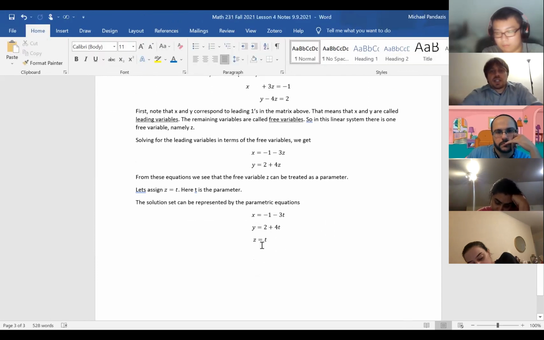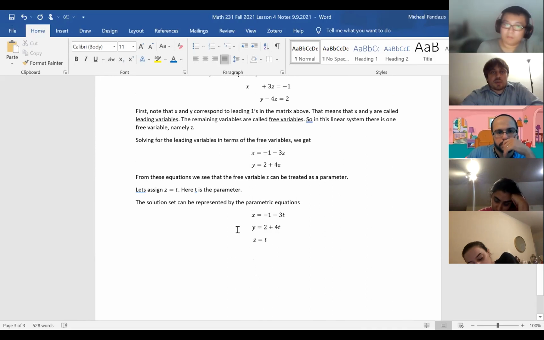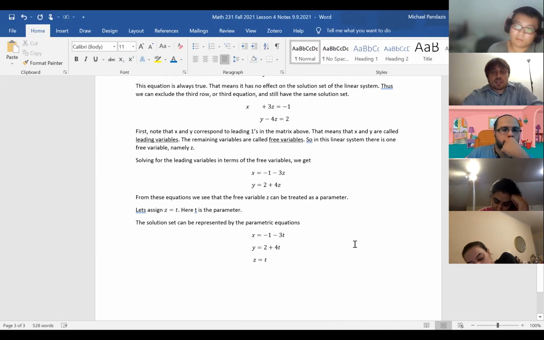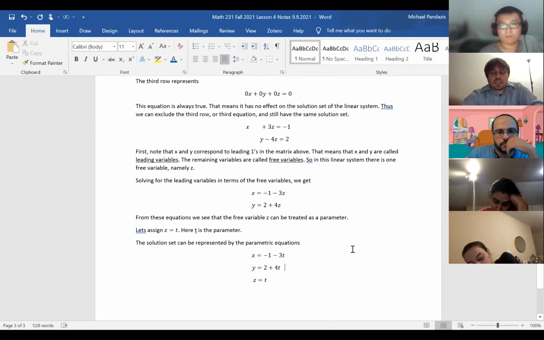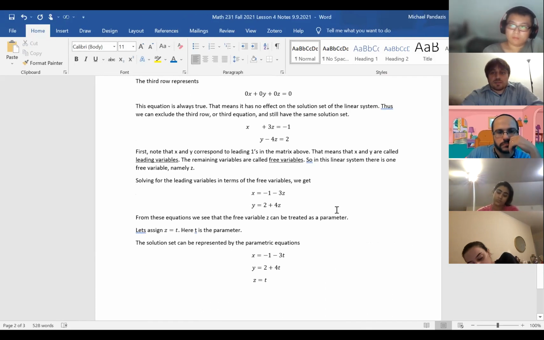So we let z equal to the parameter t, and then since x and y were solved in terms of z, we just plugged in t for z, and now we have an expression of x and y in terms of only t. And so now these three are the parametric equations that describe the solution set of the original linear system represented by that matrix.